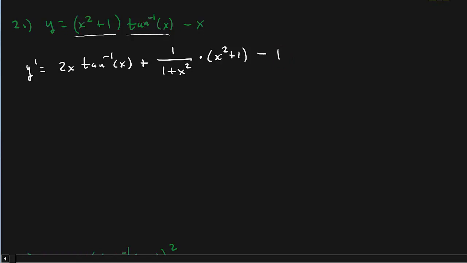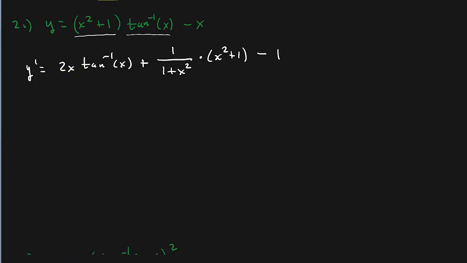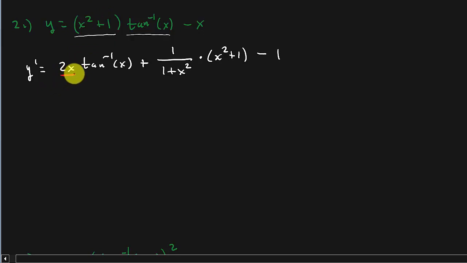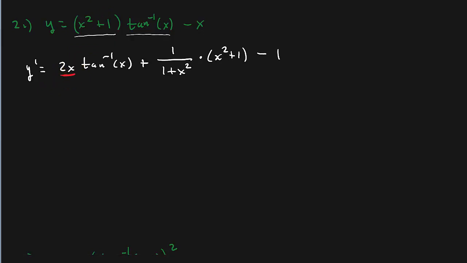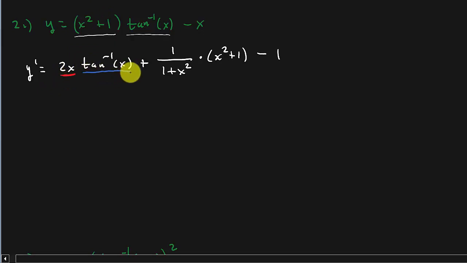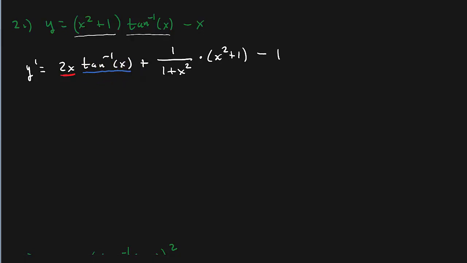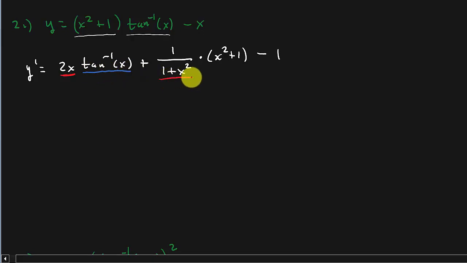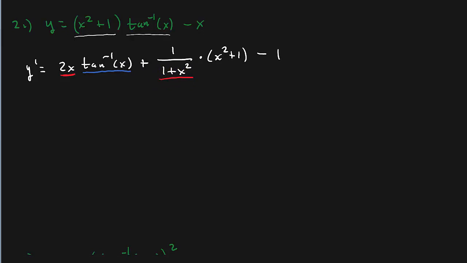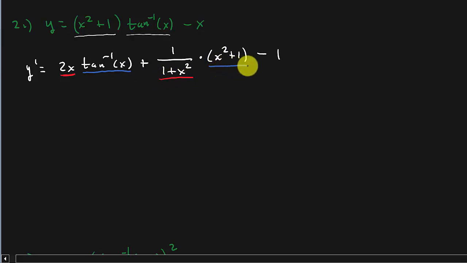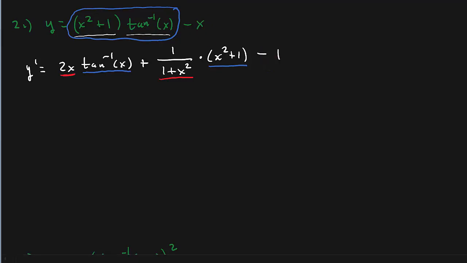All right, so let's just recap what we did here. We've got the derivative of the first function times the second function plus the derivative of the second function times the first function. That's for this part right here, product rule. And then minus the derivative of x. The derivative of x is 1.